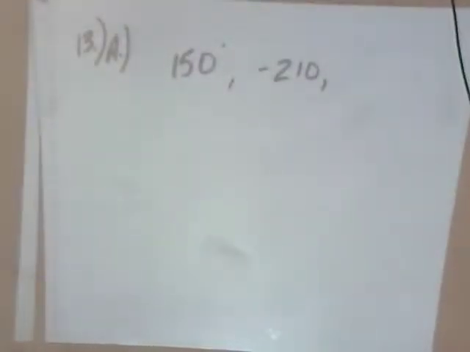Determine one positive, one negative coterminal angle for each of the following. So A is 150 degrees. To find a negative coterminal angle, you can subtract 360 from that. So you get negative 210, or you can add 360 to find another positive one. That'll be 510 degrees. So you just add 360? Yep, just add one complete circle. If it was radians, we'd add 2 pi, or subtract 2 pi.